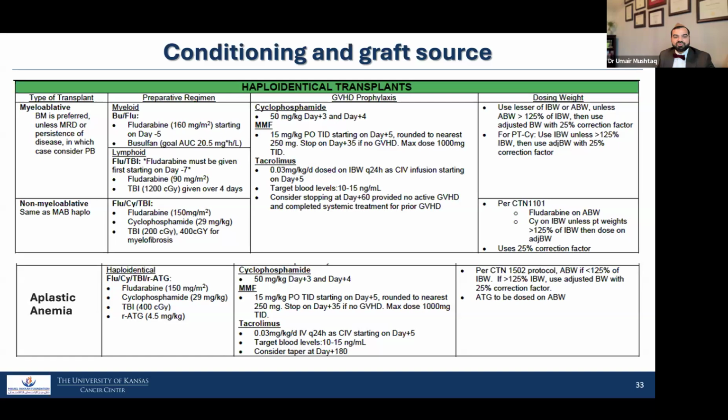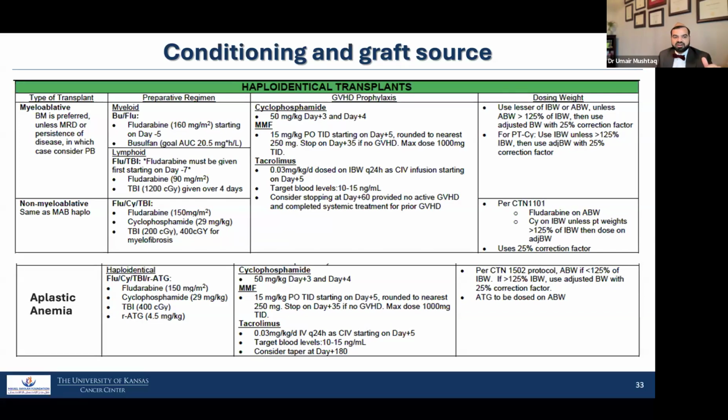If you want to achieve more, because relapse is a big concern, some people want to do more intensity than flu-cy-TBI. You can do fludarabine melphalan with TBI. That's been used by several. But these are the iterations of the conditioning regimen.